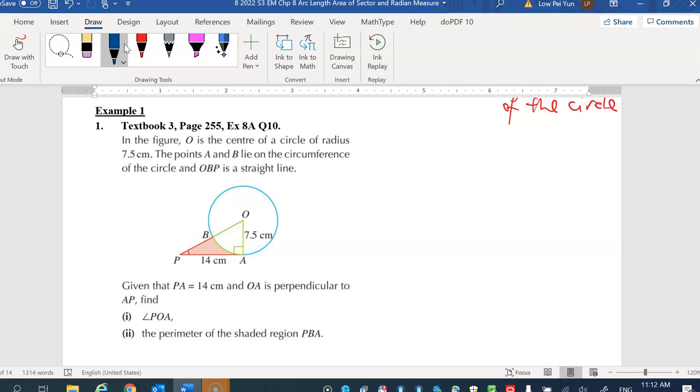Well, from your previous topic, we know that this fact is true because, just a quick recap, tangent is perpendicular to radius. Yes. And we have to find the angle POA. POA is this angle. So now let us mark this out so that we are very clear that we need to find this angle. So now let's look at part 1.